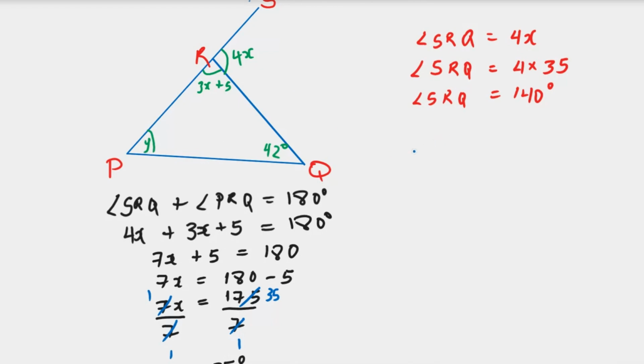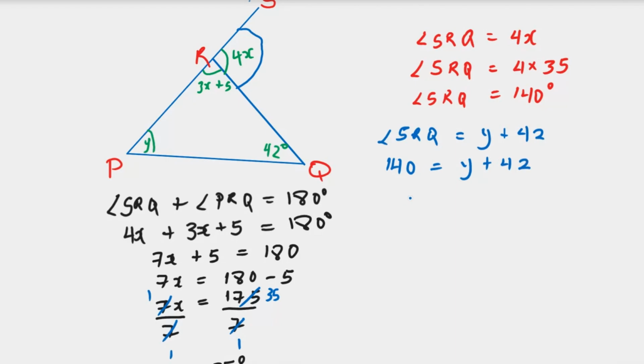So now we can see that this exterior angle is equal to the sum of these two angles. You get it? So I can say that angle SRQ is equal to y plus 42. And angle SRQ is 140. So I'll just have to substitute that here, and that is equal to this one.